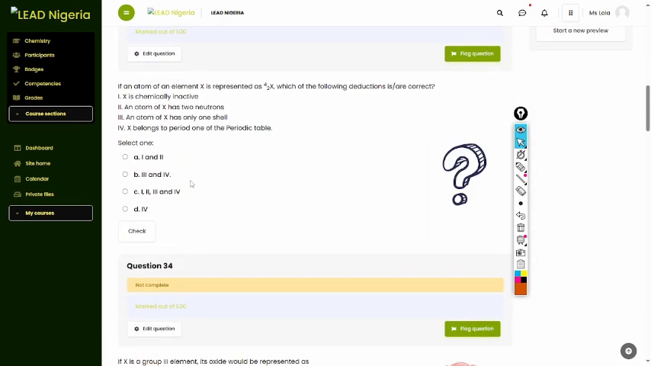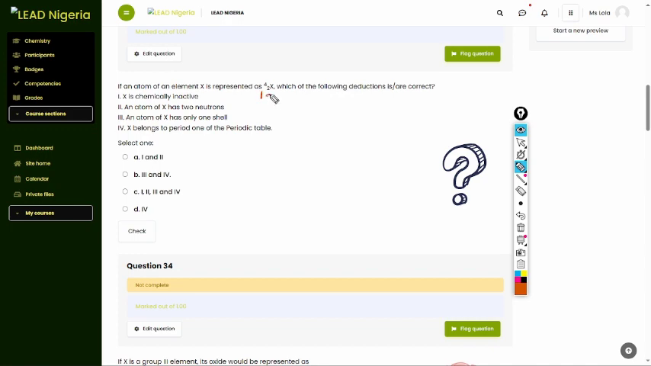If an atom of an element X is represented as this, which of the following deductions is or are correct? Okay, so let's find out. 1, X is chemically inactive. Is that true? We can know that by the electronic configuration of X. So we read the electronic configuration using the atomic number, and the atomic number here is the number down here, that is 2.